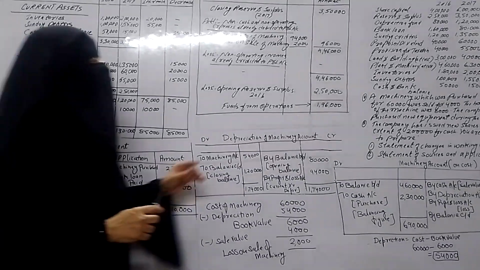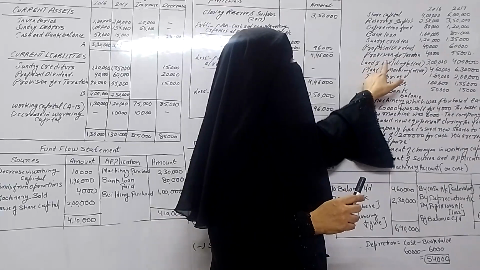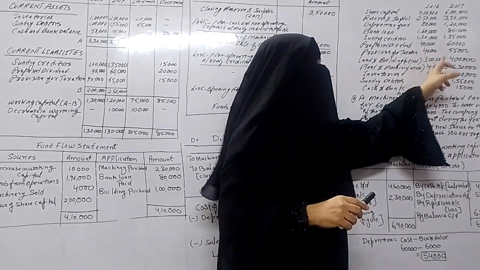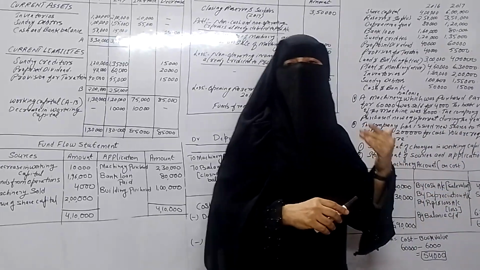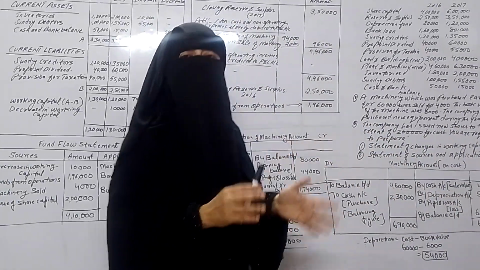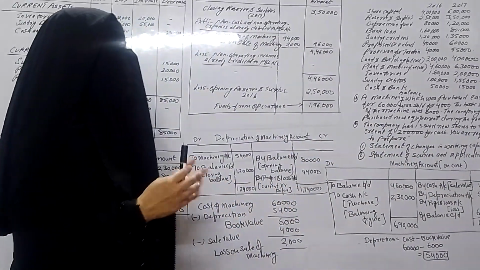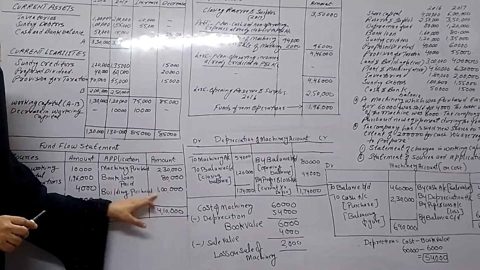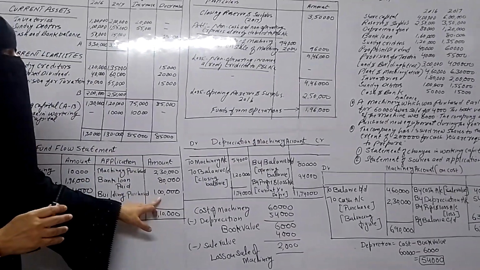Next we have land and building. In land and building, in the first year it is 3 lakh and in the second year it is 4 lakh. Land and building have increased. That means we purchased a building. Purchase of building is an outflow. So on the application side, building purchase. Take the difference. The difference is 1 lakh.